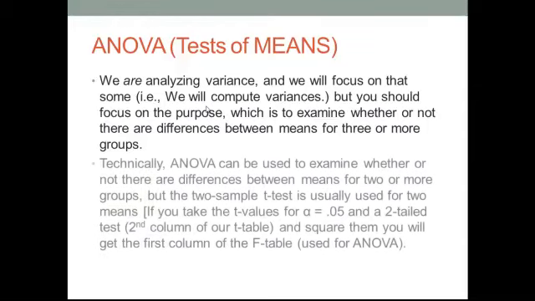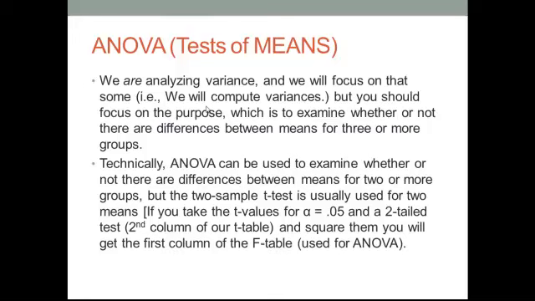Now, I've been saying 3 or more, but technically you can use ANOVA for 2 or more. It turns out, and we've been using the independent samples t-test, and we'll continue to do so when there are 2 groups, and everyone does. But technically, you could just do what we're going to do, the one-way analysis of variance for just 2 groups, and you'd get the same answer as the t-test.